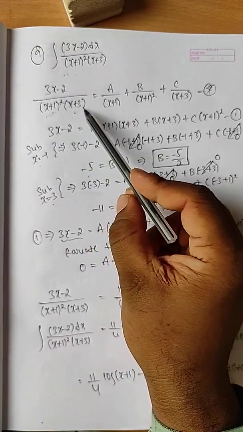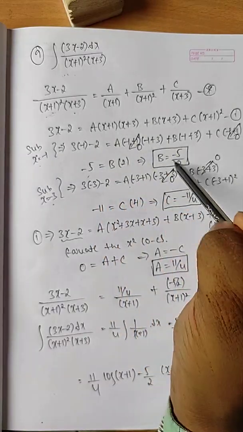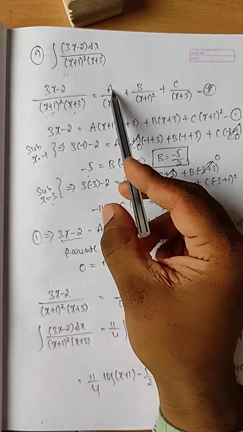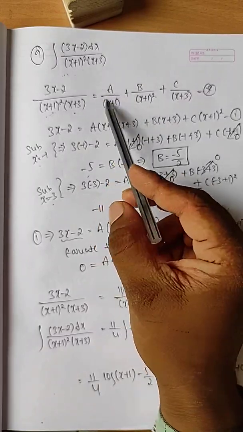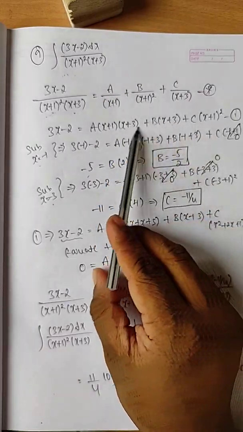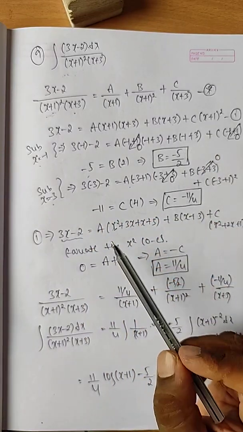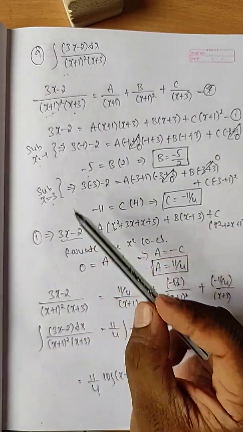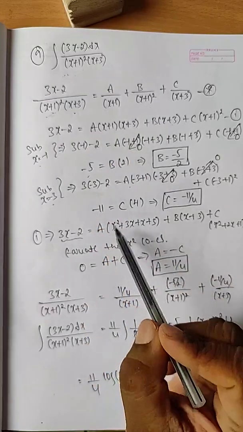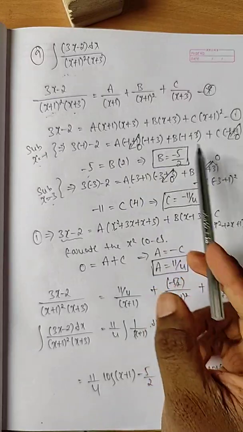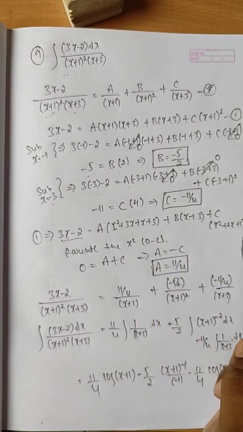Now the simplification is over. x equal to minus 1 is done, x equal to minus 3 is done, there is no other term. We get b and c, but we don't know a. To find the value of a, what do we do? Simplify the first equation. Simplifying, 3x minus 2 is equal to a into x square plus 3x plus x plus 3, like that. So x plus 1 whole square expands to x square plus 2x plus 1.